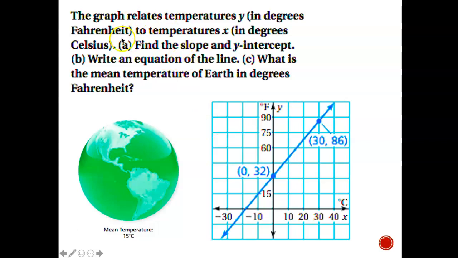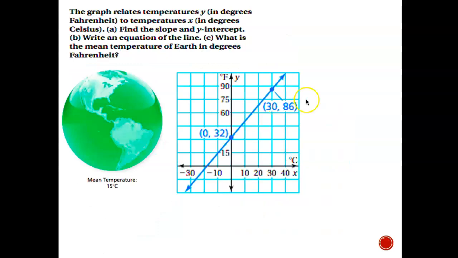In this problem, you are asked to find the slope and y-intercept and write the equation of the line. And then there is a question about getting the mean temperature of Earth in degrees Fahrenheit. Given this graph, you need to look at what's on the y-axis and what's on the x-axis. The x-axis represents centigrade, and the y-axis represents the Fahrenheit. Take a closer look at what's given to you.